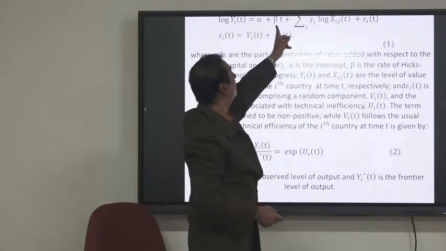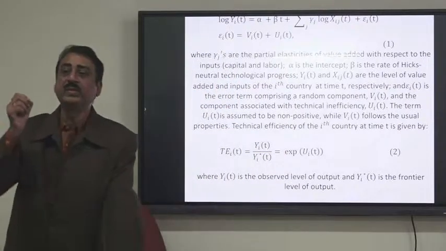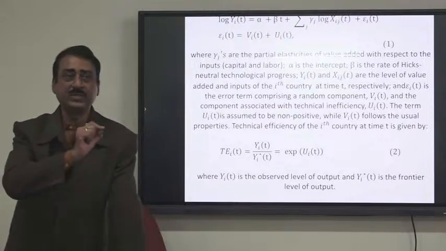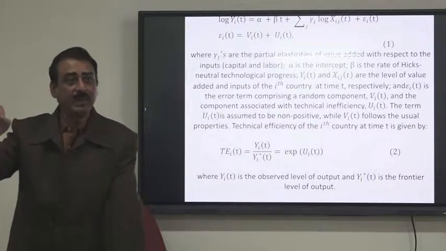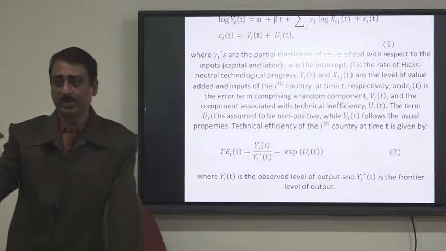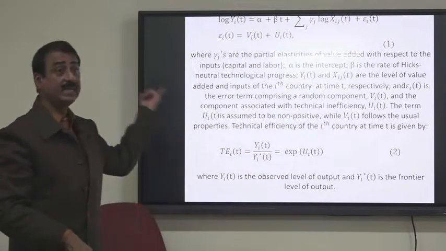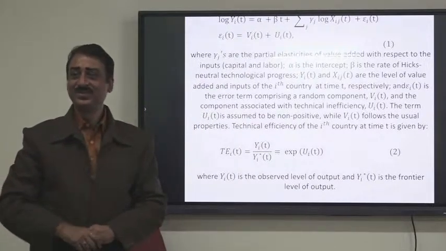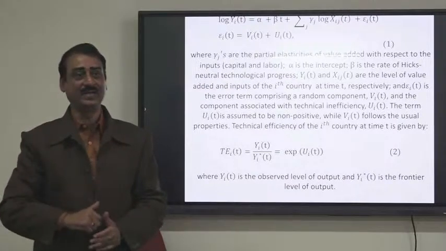So this coefficient of t multiplied by 100 will give you the rate of technological progress. Suppose it is 0.025 multiplied by 100, it will be 2.5. So 2.5 is the technological progress. Suppose it is negative, it would mean there is technological regress. So at what pace the technological regress has taken place can be identified.